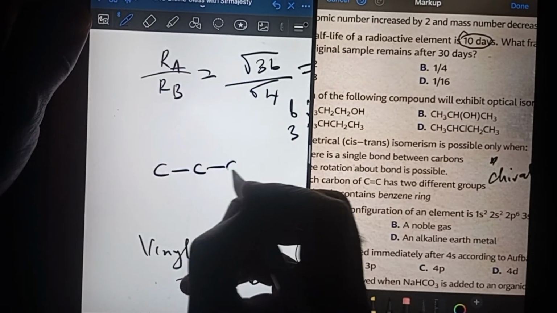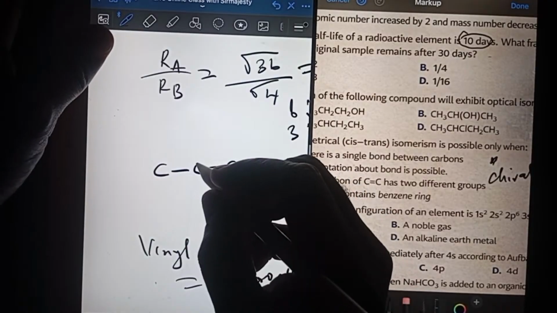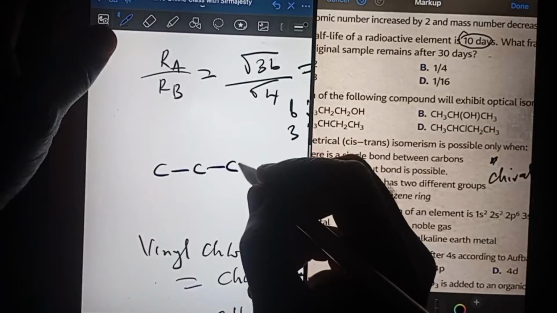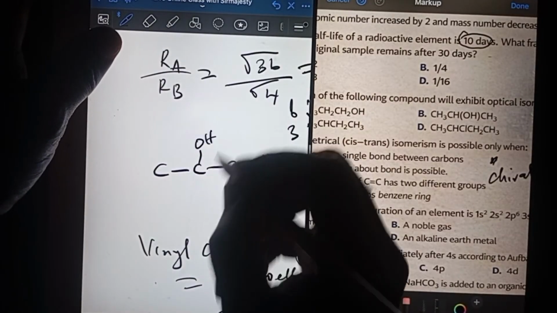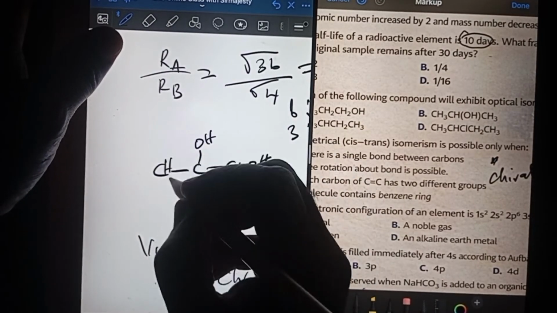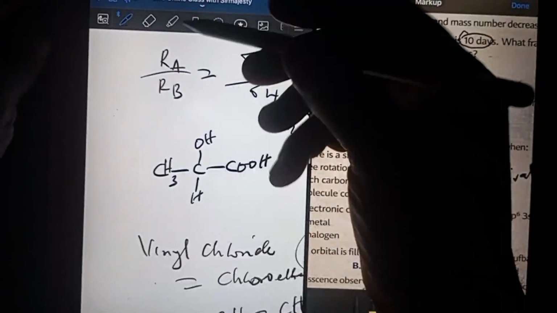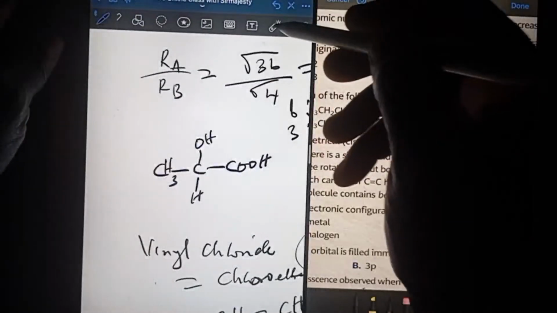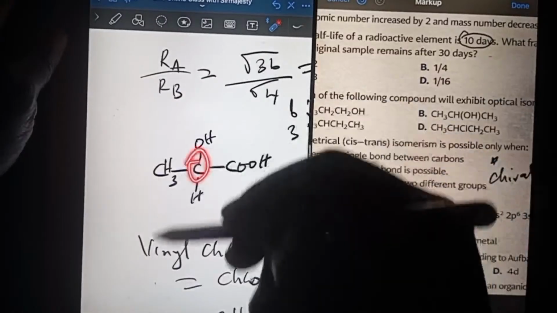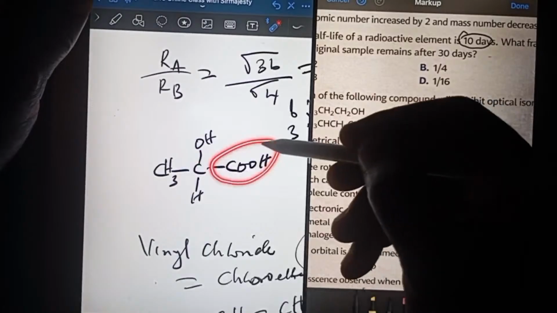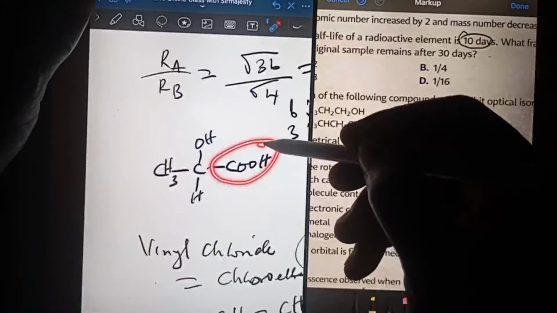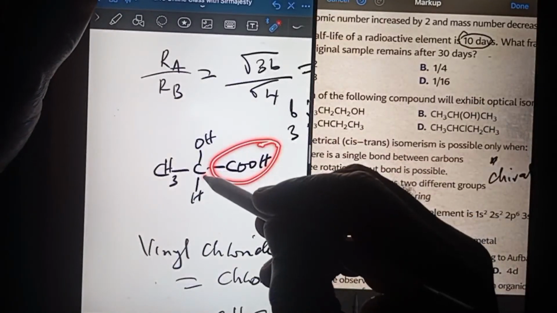So we have here, this is COOH, and here is OH, here is H, and this is CH3. If you look at this carbon here, it is chiral. Why? It's connected to four different groups. Look at COOH. There is no other group like it connected to this particular carbon.